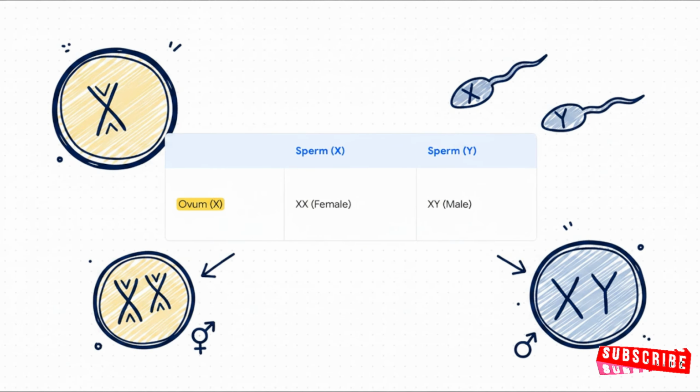So at this very moment, something else is decided: the biological sex of the new individual. It's actually pretty straightforward. Every single egg carries an X chromosome, no exceptions. Sperm, on the other hand, are a toss-up. They can carry either an X or a Y. So if a sperm with an X chromosome fertilizes the egg, you get XX, a female. If a sperm with a Y chromosome wins the race, you get XY, a male. So the determining factor actually comes from the sperm.